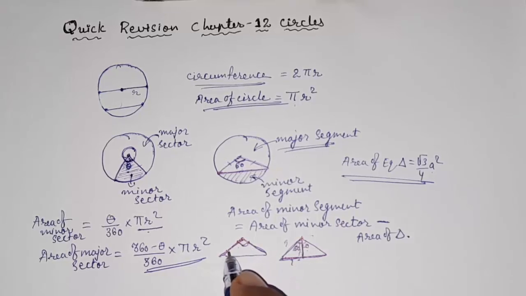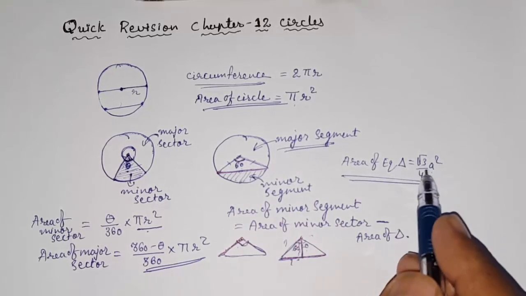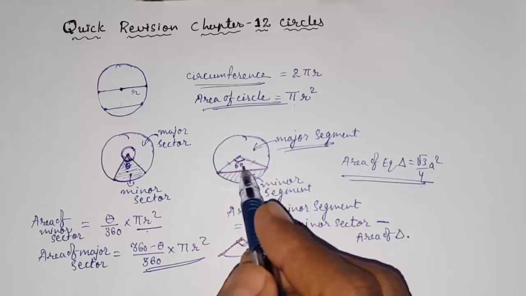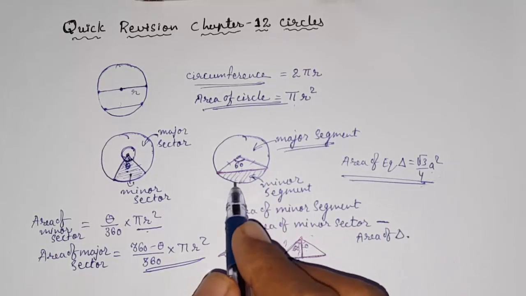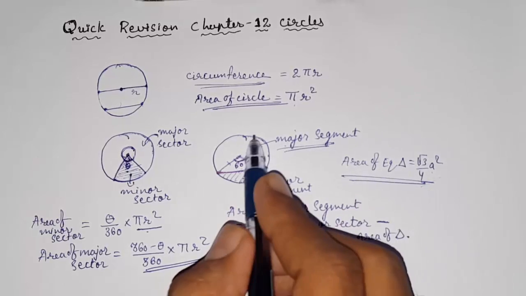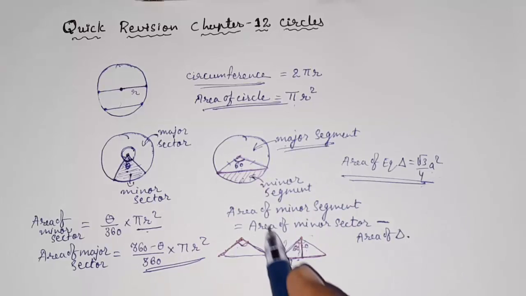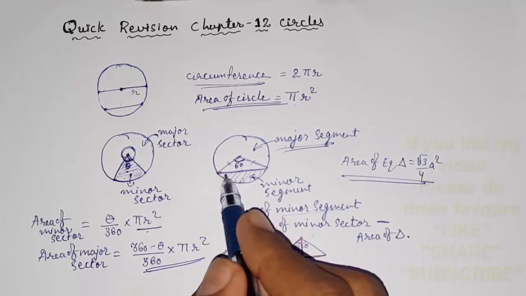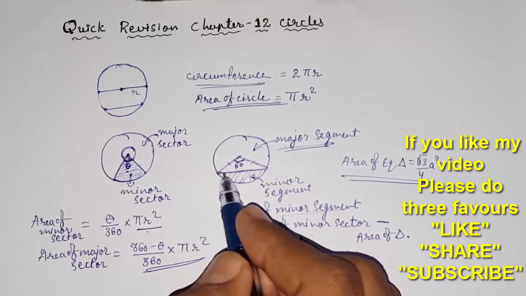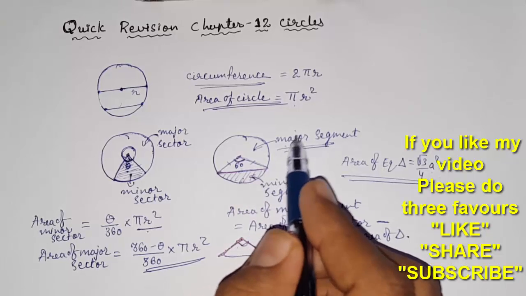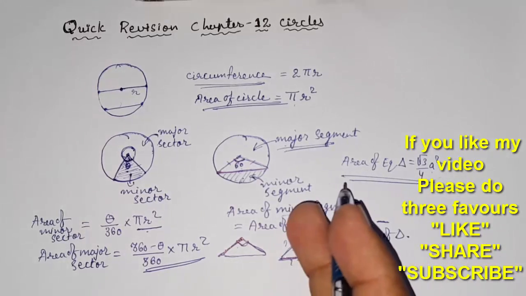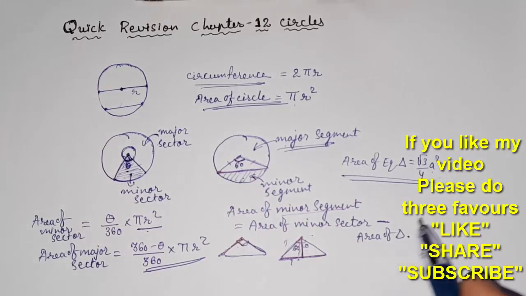In 90 degree, directly half into base into height, and in 60 degree it's root 3 by 4 a square, equilateral triangle. So you can find the area of triangle like this. Then area of sector minus this area of triangle, you will get area of segment. For major segment, there is no formula. Directly find out the area of circle, then subtract the area of this minor segment. First find out the area of circle, then subtract the area of minor segment, then you will get the area of major segment. So these are the basic things that you have to keep in mind and you can solve.